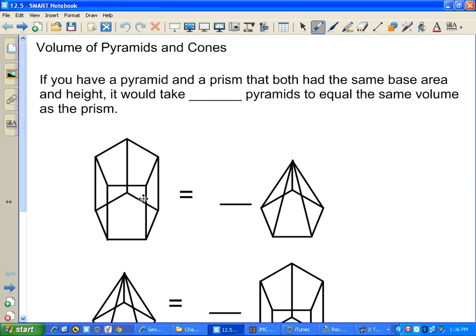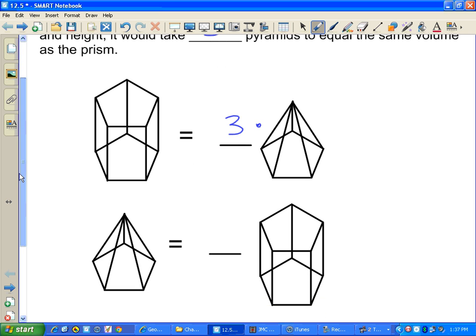In fact, it's exactly 1/3 of the volume of the prism. So it would take 3 pyramids to equal the same volume as the prism. That means this prism equals 3 times the volume of the pyramid. There are YouTube videos that show this, where someone made a hollow pyramid and filled it up exactly 3 times to fill up a prism that's the same.